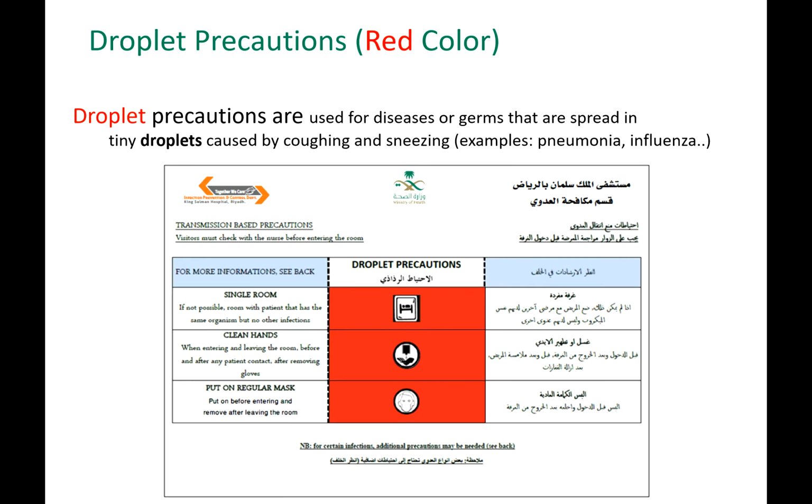First one, droplet precautions are used for diseases or germs that are spread in tiny droplets caused by coughing and sneezing, such as pneumonia and influenza. So the patient needs to be in a single room, and healthcare workers should do hand hygiene and wear a surgical mask.